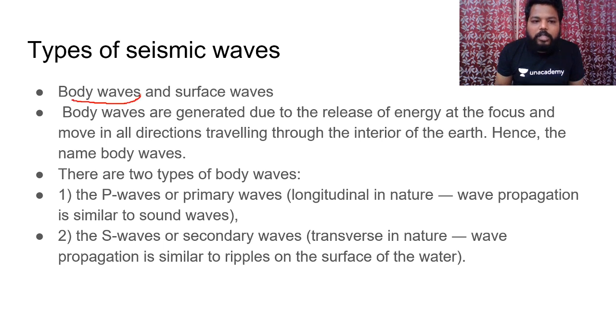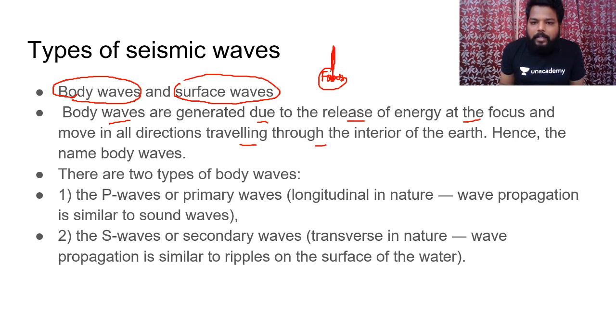If you see, there are many types of seismic waves, which can be divided into body waves and surface waves. Body waves are generated due to the release of energy at the focus and move in all directions, traveling through the interior of the earth's surface. Hope everyone knows what a focus point is. Focus is the point where the actual earthquake starts, where the release of energy starts. And the point on the earth's surface exactly perpendicular to the focus is called the epicenter.